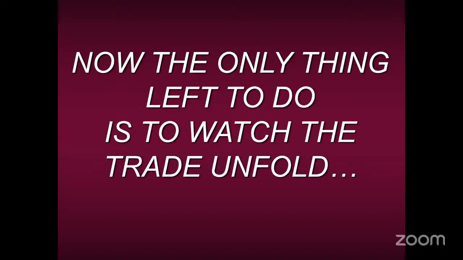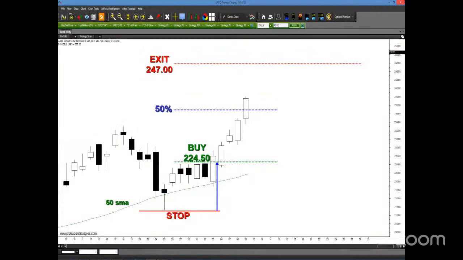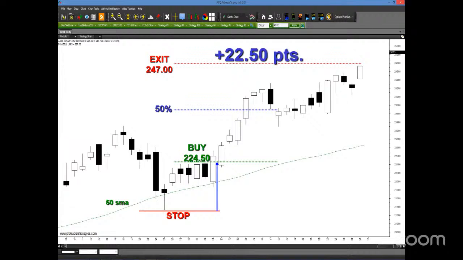So we have everything in place. All we have to do is wait. We're either going to exit with a profit or we're going to exit unchanged. We don't have anything to lose now. So let's see how the trade unfolded. It's going in our direction, but kind of just hovering around that 50% level, starting to veer up a little bit. And ultimately, it got to our exit point. So we had a nice 22.5 point gain.